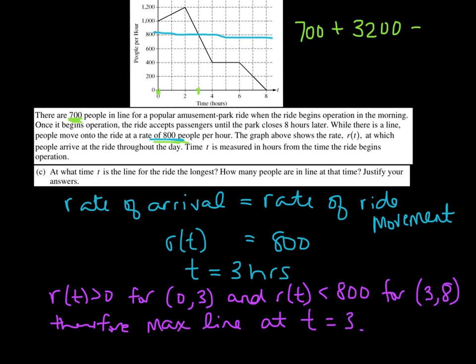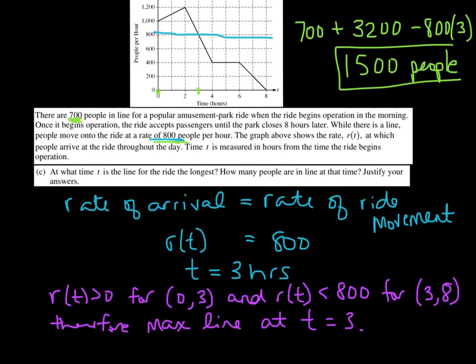So I'm going to subtract away the 800 people times 3 hours that the ride has been in operation. And if I type that in my calculator, I should get that I have 1,500 total people in the line at time t equals 3 hours. All right, let's move on to the last question for this problem.